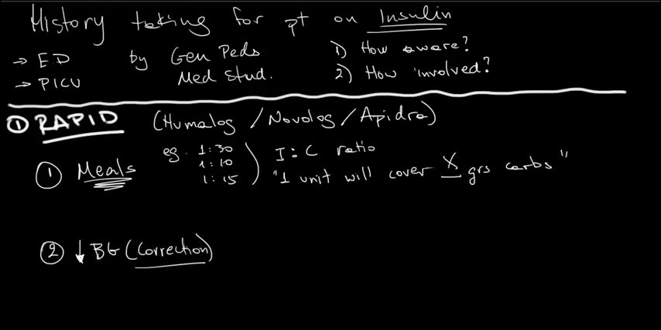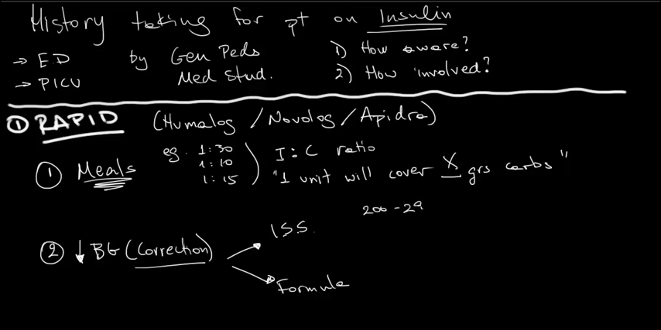The correction part can be quoted in two different ways. Either they're going to say, I have a sliding scale and this is my sliding scale, or they're going to say, I use a formula. They're essentially based on the same thing. Formula is a little bit more advanced, so patients that have diabetes for longer would tend to use it.